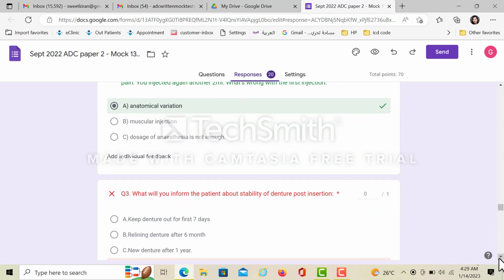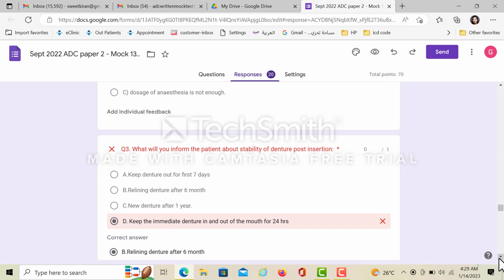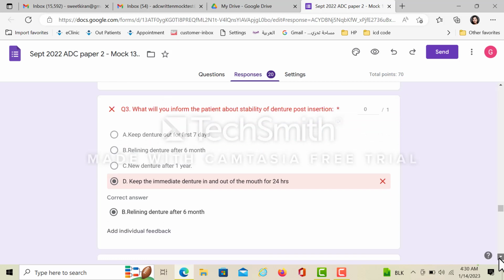What will you inform the patient about stability of the denture post insertion? Well, actually this question is vague. It should have been that you extracted the teeth and you have given the denture immediately. That is called an immediate denture. So when you give an immediate denture, you always have to inform the patient that you need to reline it. Because it's an immediate denture, it will stop fitting properly when the extraction sockets are going to be healed. So this is an incomplete question, but this is how the candidates gave us the question of ADC. But probably there was something more to it, which would be more complete. So it's okay. Understand the question that I'm saying. So according to the question that I have said, relining the denture after 6 months is the exact information that has to be given to the patient.